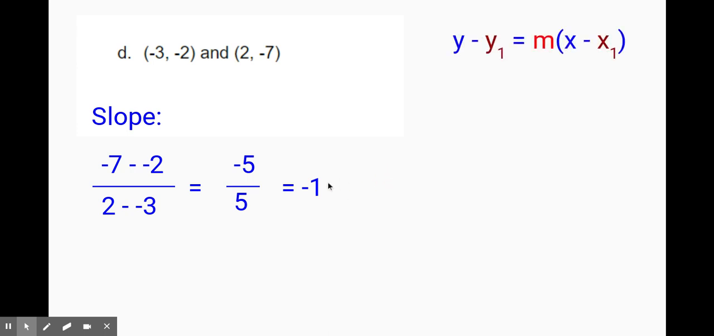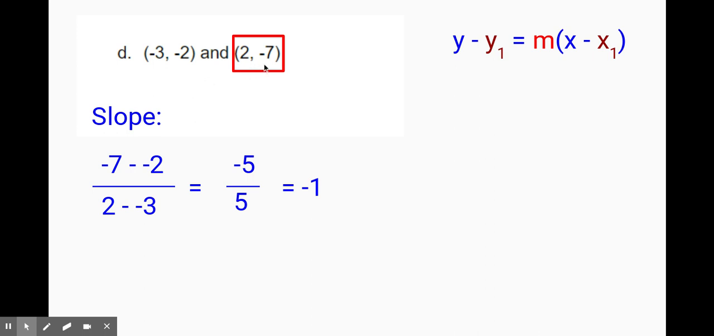Pause if you will. If you didn't do so already, go ahead and plug everything that you need. Choose one of the 2 points. It really is your choice. I see that this one's more positive, so I'm going to choose that point this time. If you chose the first point, it's okay. Your final equation will look the same.